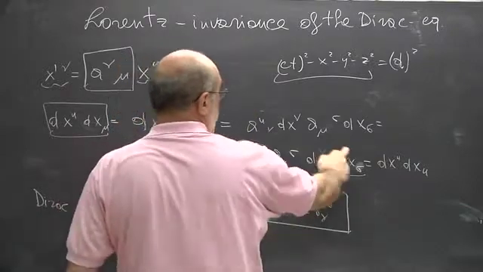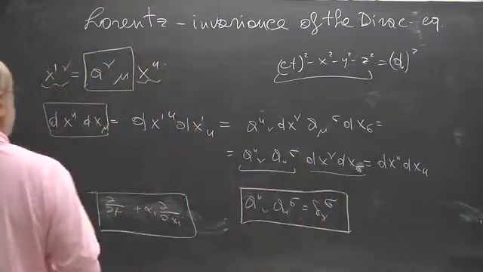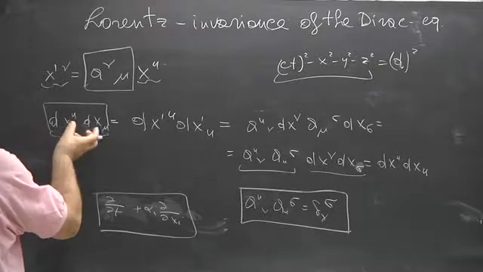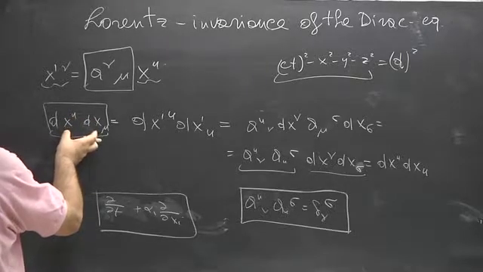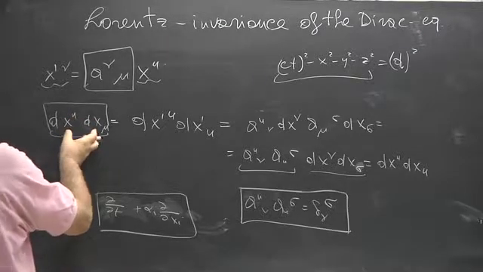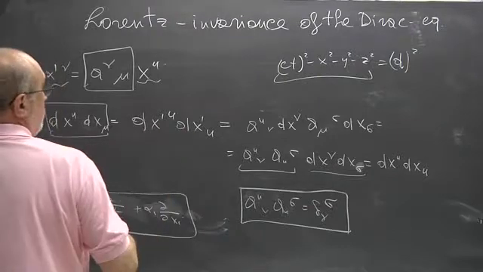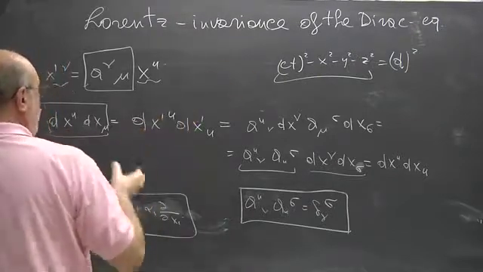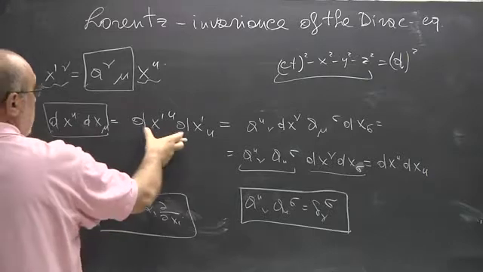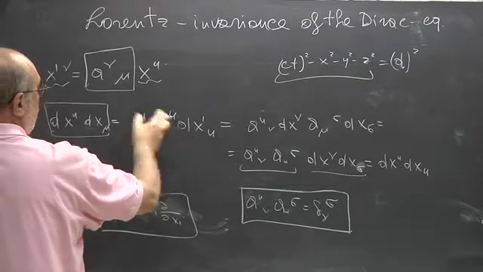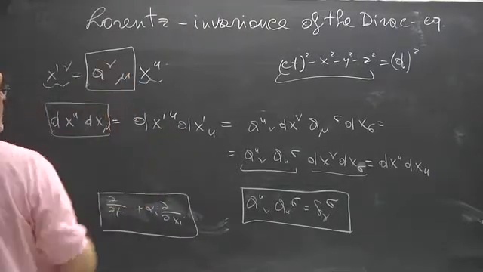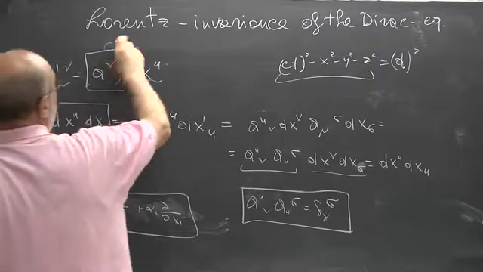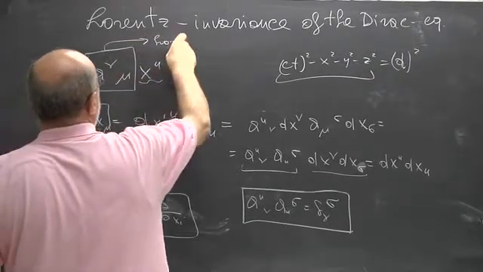Okay, so what did I do? I took the infinitesimal distance. I know that the infinitesimal distance does not change if I go to a new frame transformed by a Lorentz transformation, where a mu nu are the Lorentz transformation.